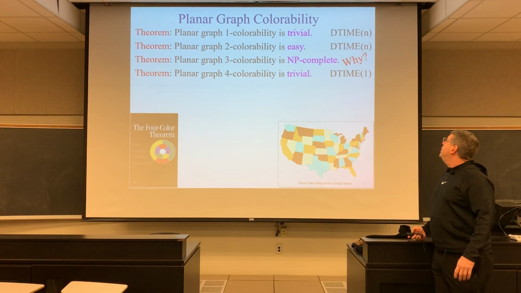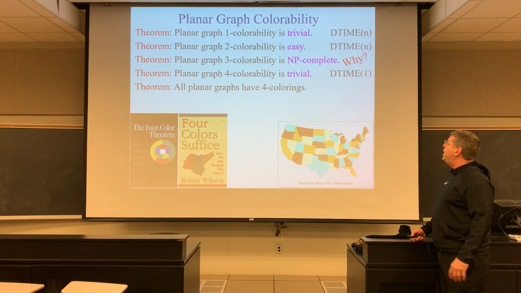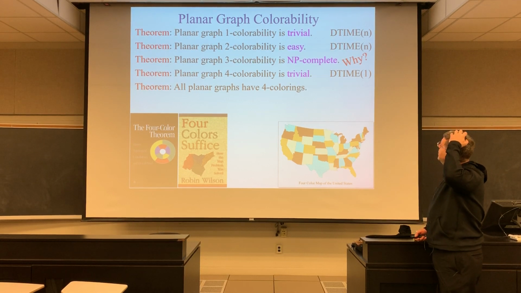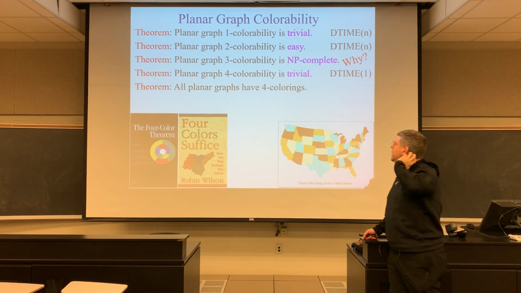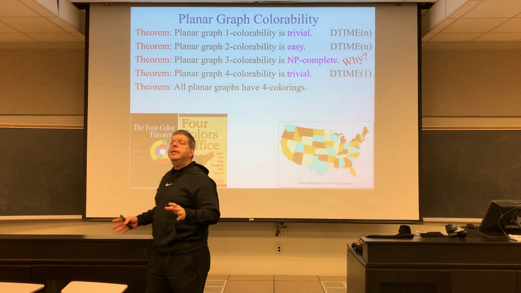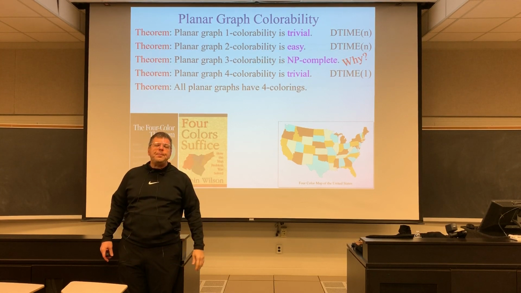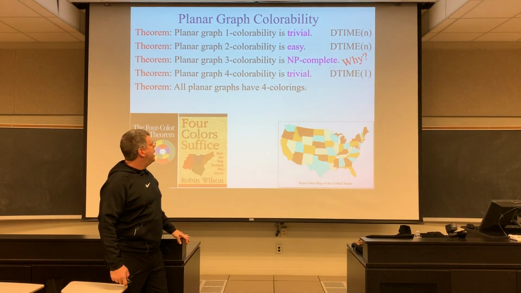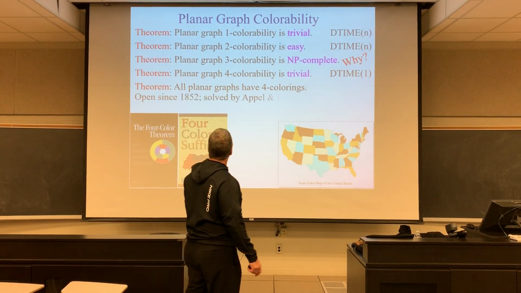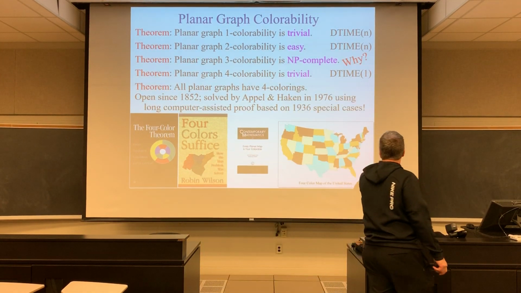It was open for a couple of centuries, since the 1800s. And finally, in 1976 or so, 2 guys, Appel and Haken, finally proved that 4 colors suffice to paint any planar graph. How many have heard of that result? Okay, good. It's a famous result. A major math open problem, open for 150 or so years, beginning in 1852, and then finally they solved it in the mid-70s.